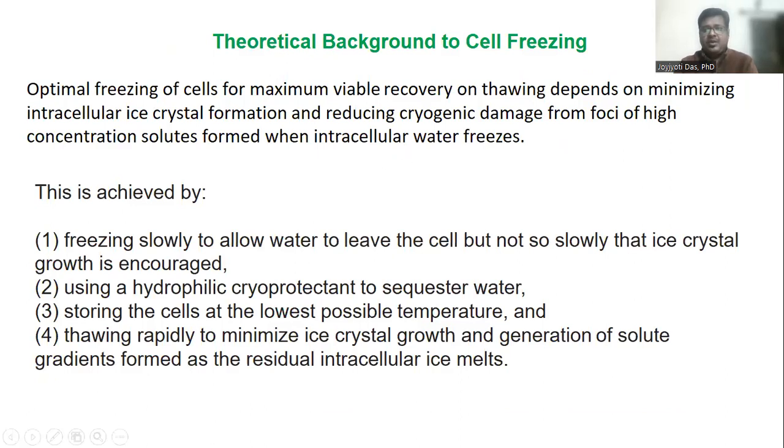So how to go about cell freezing? What is the theoretical background? Optimal freezing of cells for maximum viable recovery on thawing depends on minimizing intracellular ice crystal formation and reducing cryogenic damage from high concentration solutes found when intracellular water freezes. So what does this mean? What does this essentially mean?